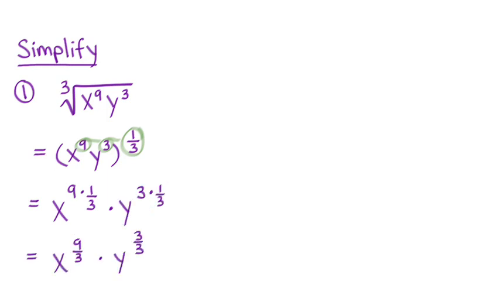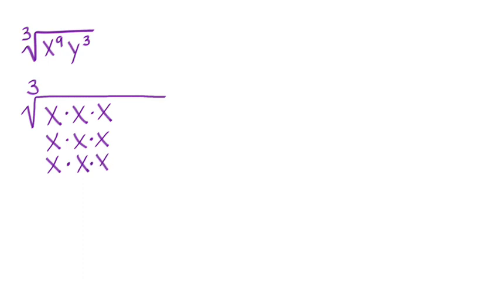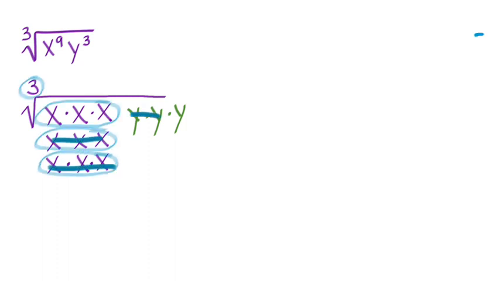And then we're just multiplying fractions, and we reduce those fractions to get the answer, right? That is one way to do this. We can also just break it down. What exactly is inside of this root bar? Well, we have 9 x's and 3 y's, and we're grouping them in groups of 3. And if we do that, we have x to the 3rd times y, the same answer we got before.